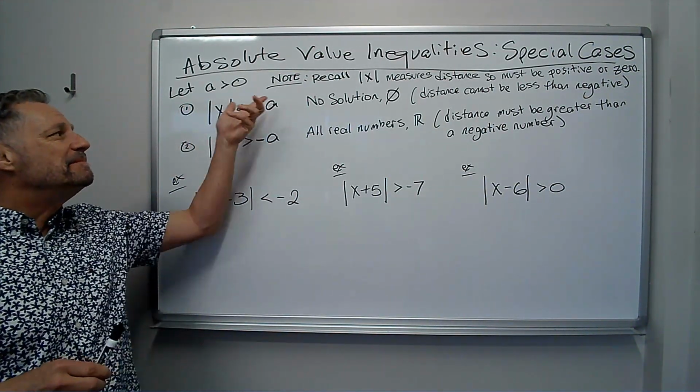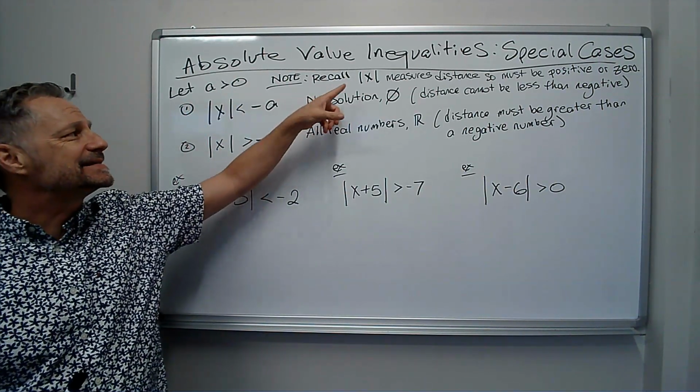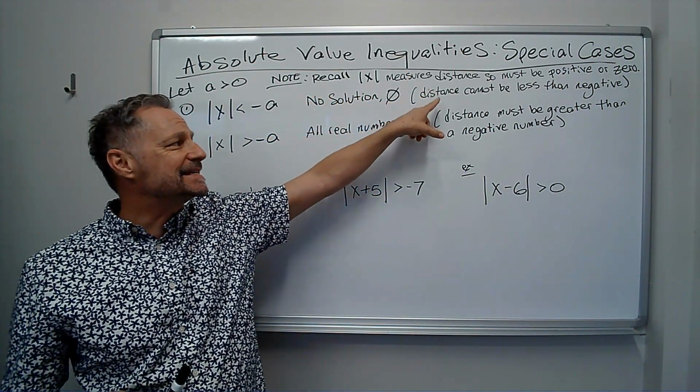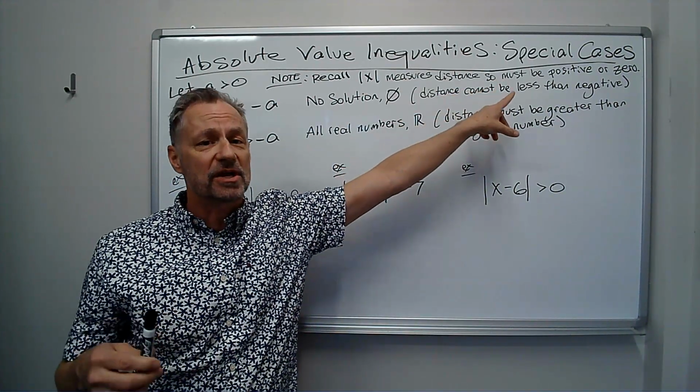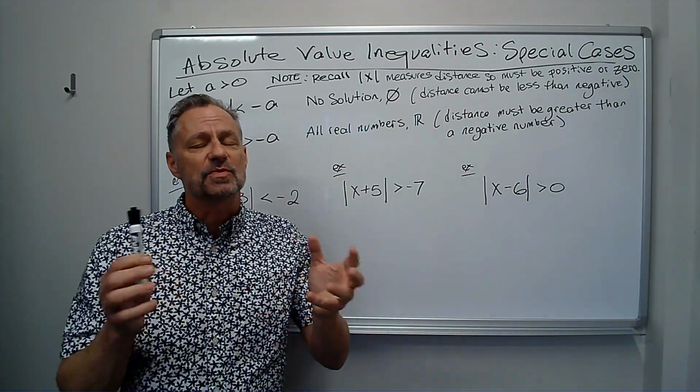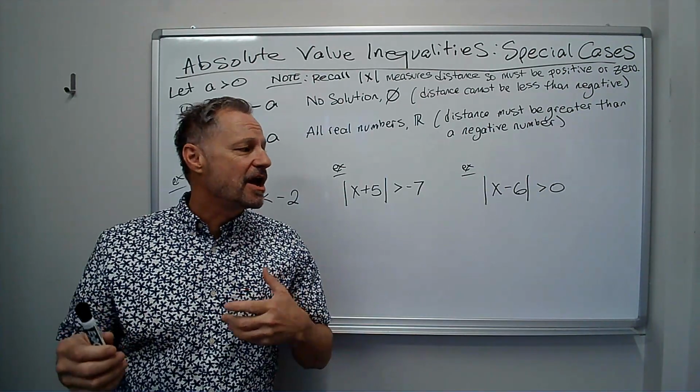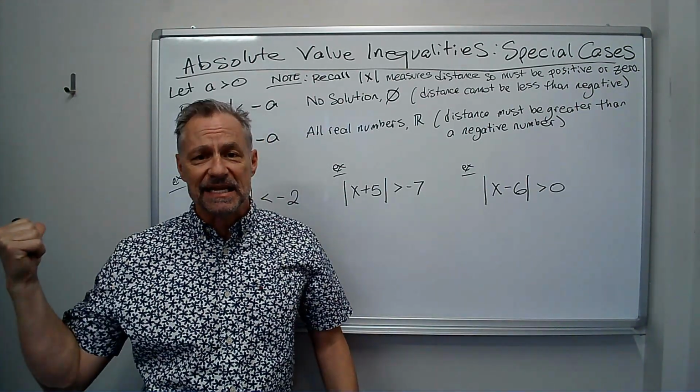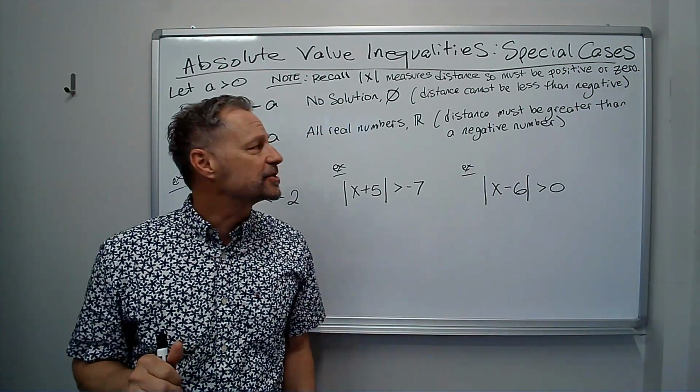Now, the big thing to remember here is the absolute value of x measures distance. So it always has to be positive or 0. I can't have a negative distance. When we talk about distance, we never say, oh, I went 5 feet that way and I went negative 5 feet that way. It's 5 feet either direction.